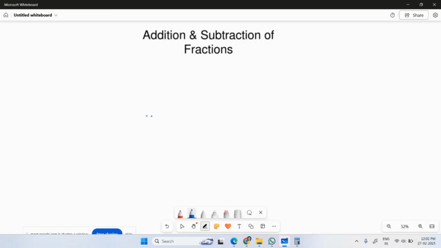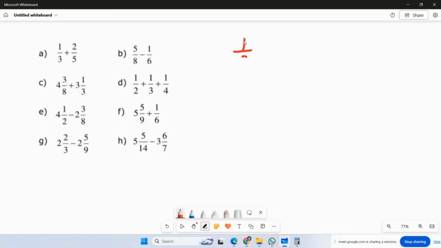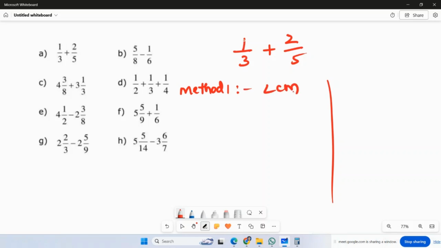Let's learn how to add and subtract fractions when they have different denominators. The first question is 1 upon 3 plus 2 upon 5. Here both fractions have different denominators. We can add the fractions in two ways. Method 1 is we can find the LCM, convert these two fractions into the same denominator, and then add. Otherwise, Method 2 is to find the equivalent fractions for both fractions.